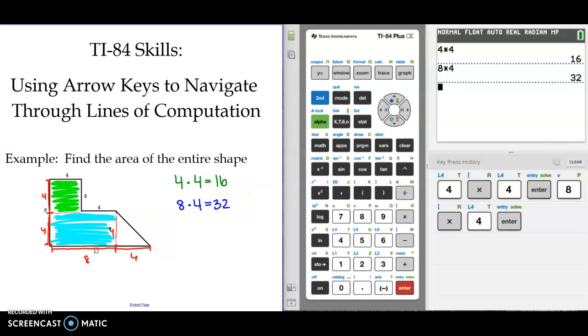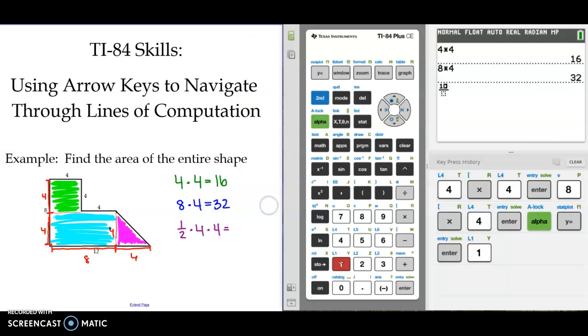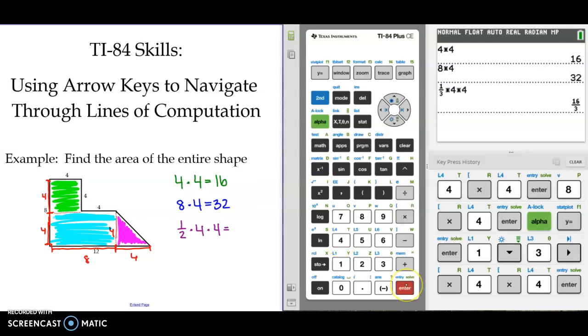The next shape is a triangle. The area formula for a triangle is 1/2 times base times height. And this triangle has a base of 4 and also a height of 4. So let me type that into my calculator. Now when I'm typing this in, I'm going to intentionally make a mistake right here so that I can show you how to fix it. I accidentally typed in 1/3 instead of 1/2.